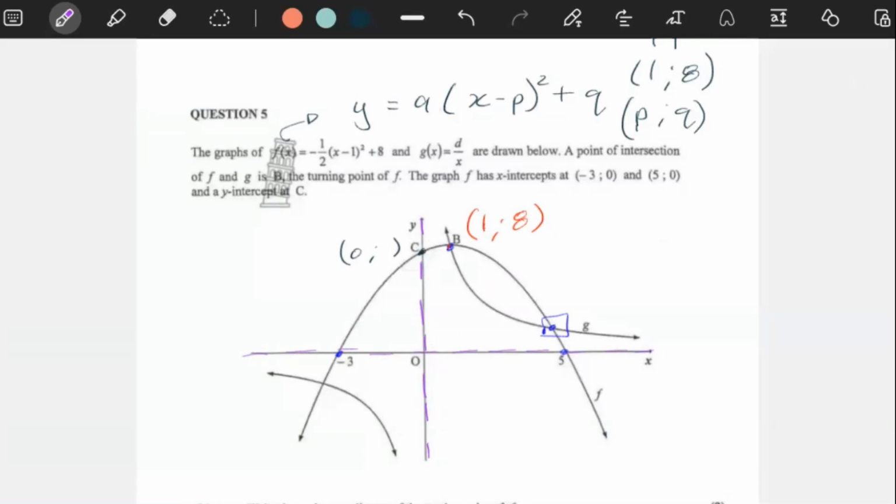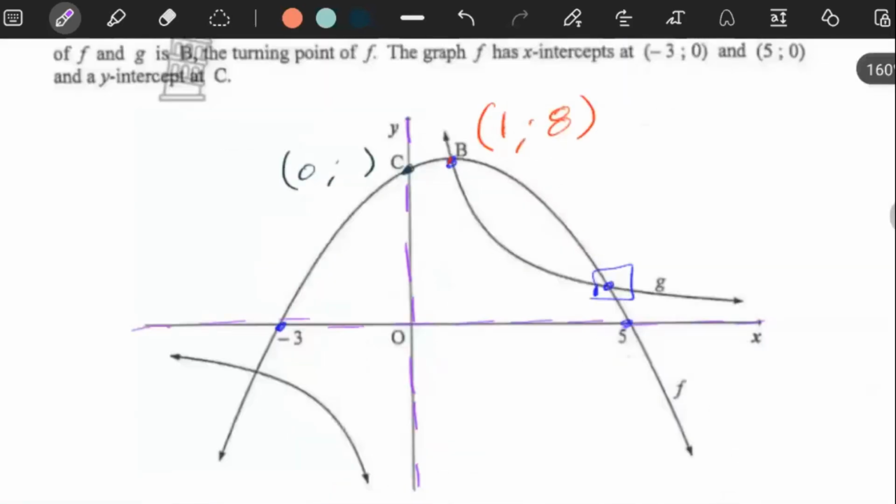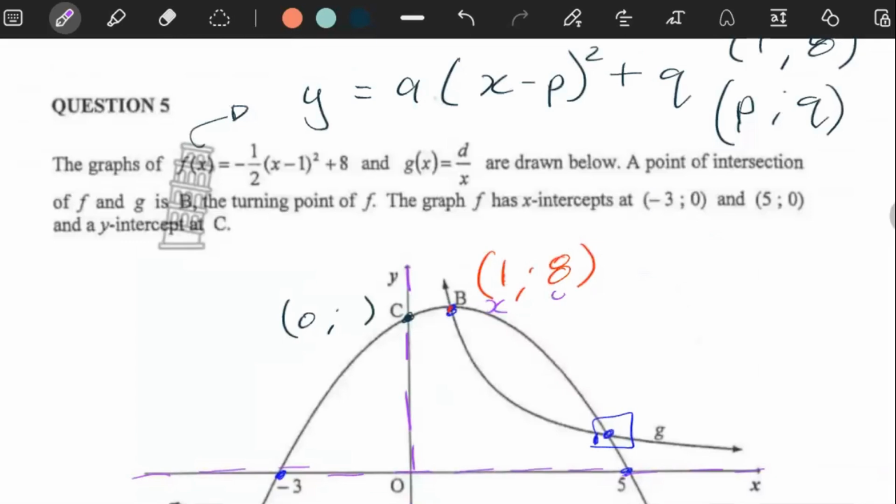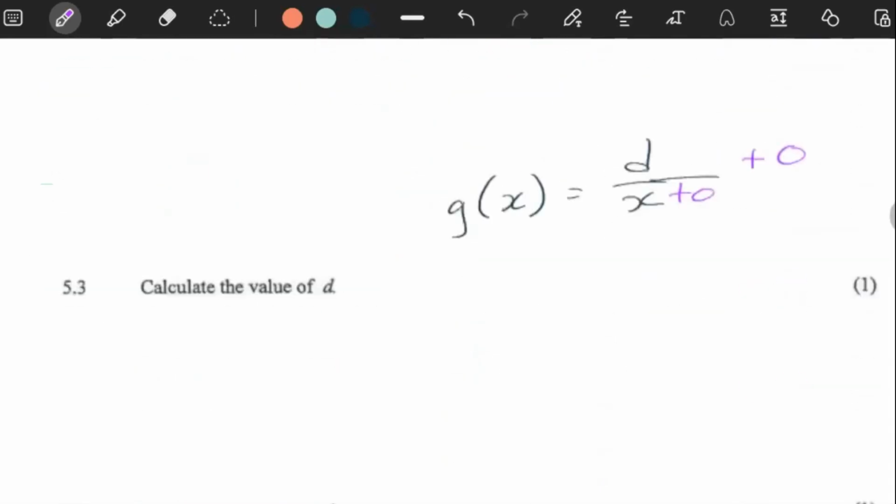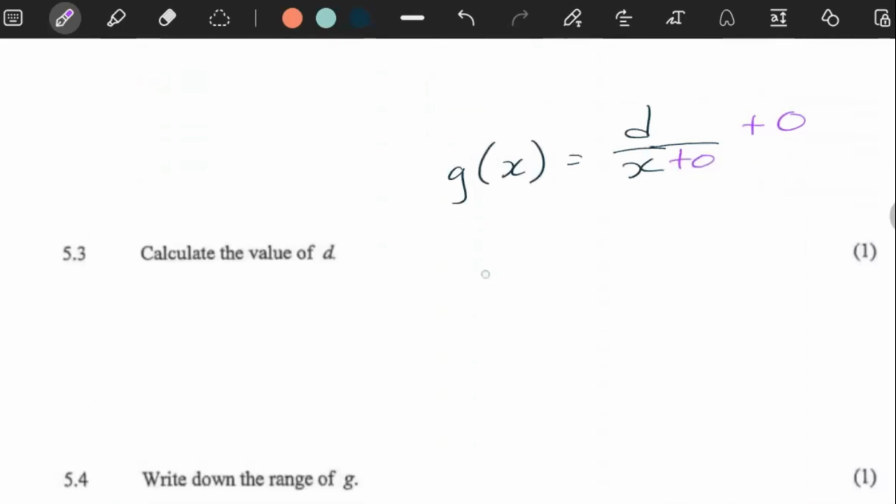So with all that being said, fortunately what we know is that if you're going to work out a value of d, you need at least a coordinate that the graph passes through. And fortunately we have B. You see, we have an x value and a y value. So we can easily use that. Y value is 8, x value is 1, and then here we have d is equal to 8. Let's write it like that. Therefore, d is equal to 8.